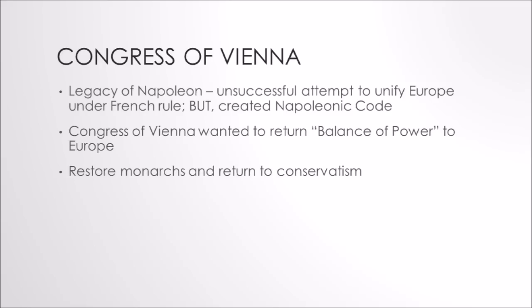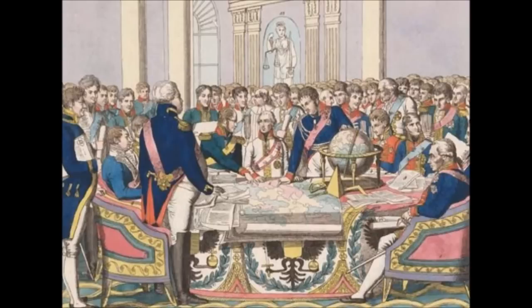The Congress of Vienna tried to put Europe back together after Napoleon's unsuccessful attempt to unify Europe under French rule. One thing that was great about Napoleon is that he did create a Napoleonic Code. The Congress of Vienna wanted to return a balance of power to Europe. They also wanted to restore monarchs and have a return to conservatism, more like absolute monarchs. They were against the idea of liberalism. This is a picture of the meeting of the Congress of Vienna.